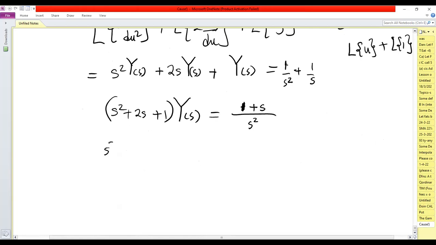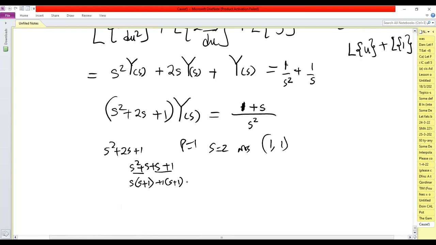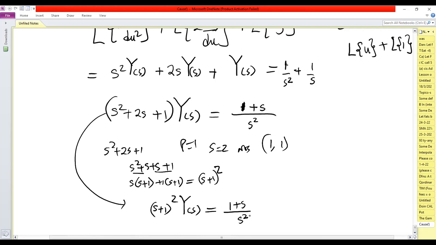And remember this s squared plus 2s plus 1, this quadratic expression, product is 1, sum is 2. So numbers 1 and 1. So it's like we have s squared plus s plus s plus 1. So common is s, s plus 1, and then plus 1 into s plus 1. So this is like we have (s plus 1) squared. So at this point, (s plus 1) squared times y of s is given by 1 plus s over s squared.